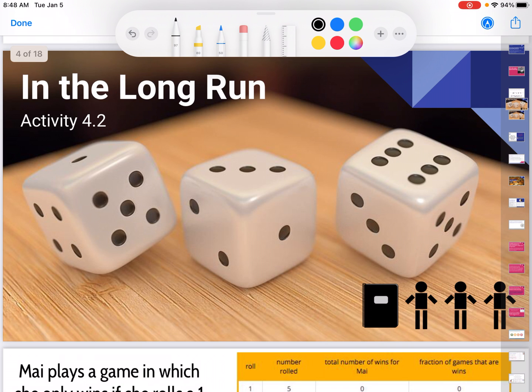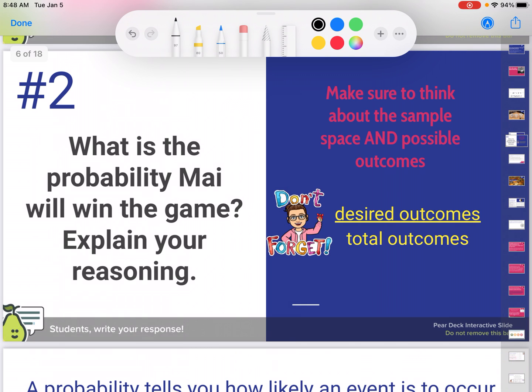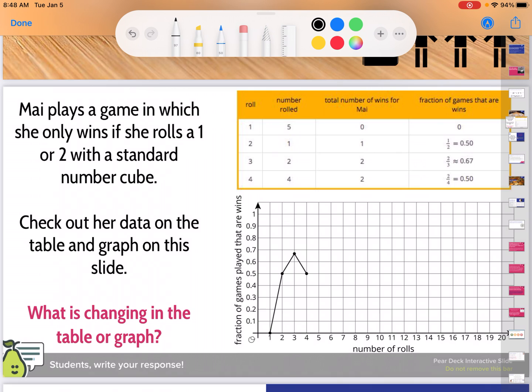All right, so the first activity we're going to do is called the long run. Mai plays a game in which she only wins if she rolls a 1 or a 2 with the standard number cube. Check out her data on the table and graph. What is changing in the table or graph?